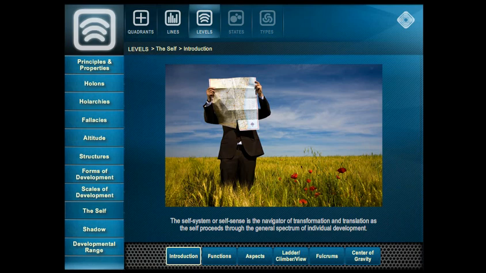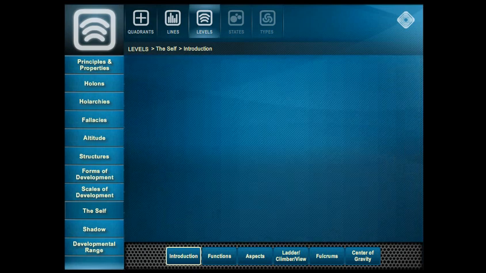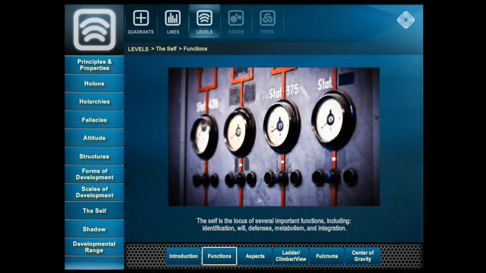The self-system or self-sense is the navigator of transformation and translation as the self proceeds through the general spectrum of individual development. The self is the locus of several important functions, including identification, will, defenses, metabolism, and integration. Each of these work mostly behind the scenes to constitute and reconstitute your self's identity and functioning.